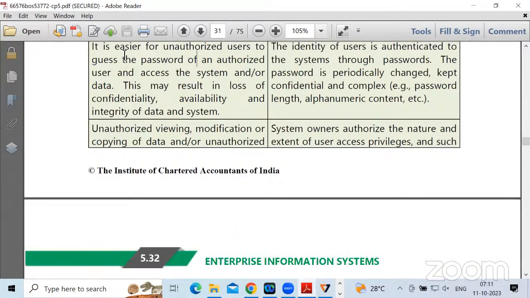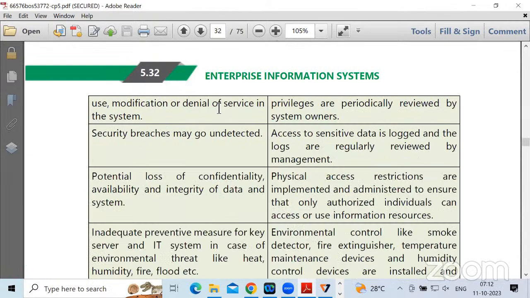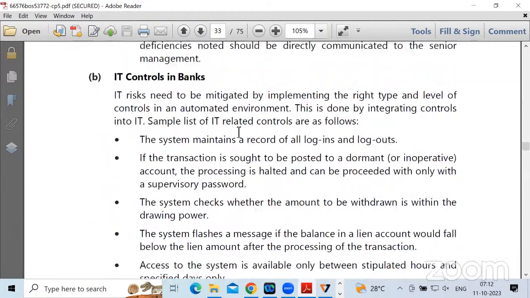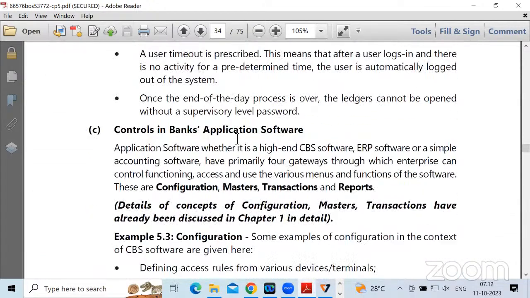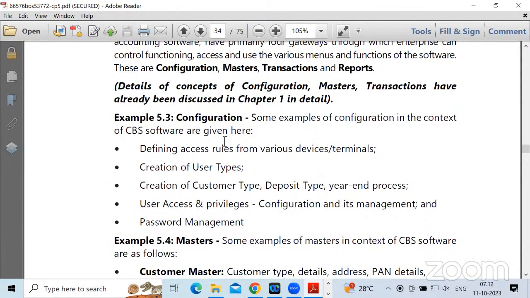So next is unauthorized users guessing passwords. So you should change the password periodically, and you have to have a complex password, like length, alphanumeric, changing, etc. So all are common points only. Therefore, you can just go through these. Then IT control rates, yeah. This we have to see.